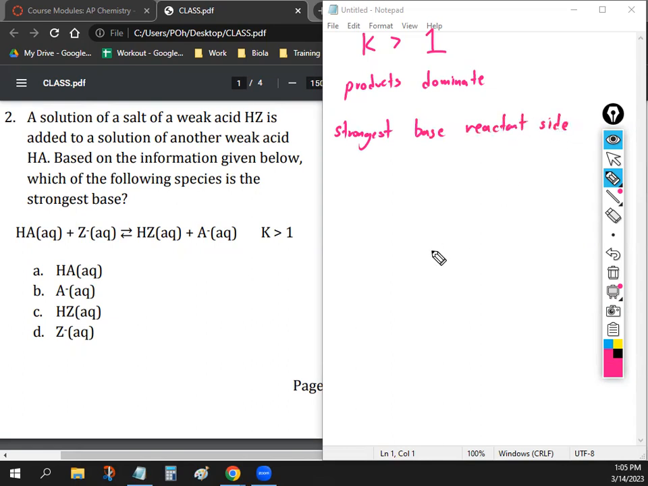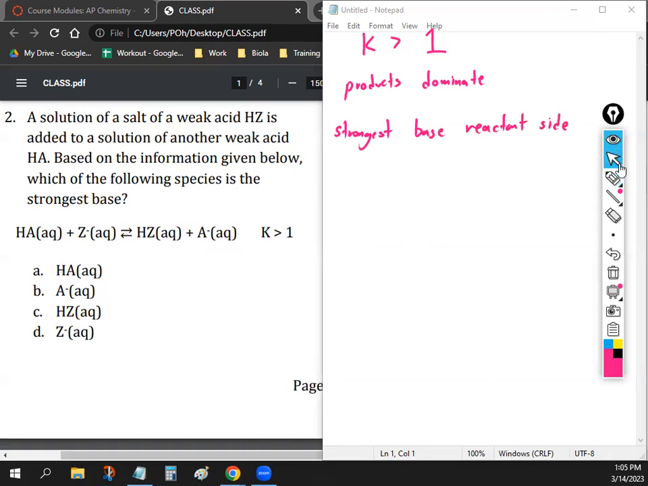And this makes sense because we talked about how HCl, it wants to break up, right? So it's going to push everything to the right side. We got a strong base like NaOH, it wants to dissociate, so it's going to push everything to the right side. So the strongest base is going to want to push everything to the other side, right? So if it's on the reactant side, it's going to push everything to the products. So the strongest base is going to be on the reactant side.